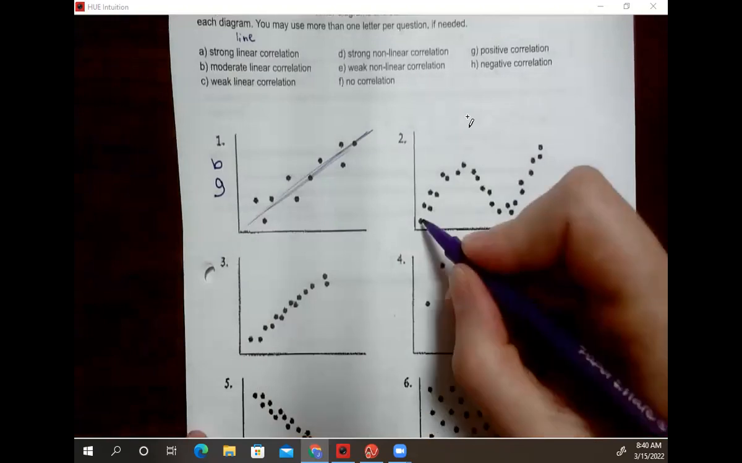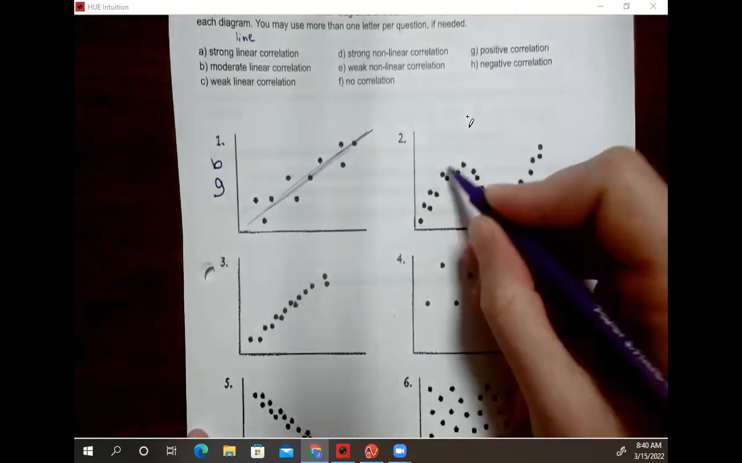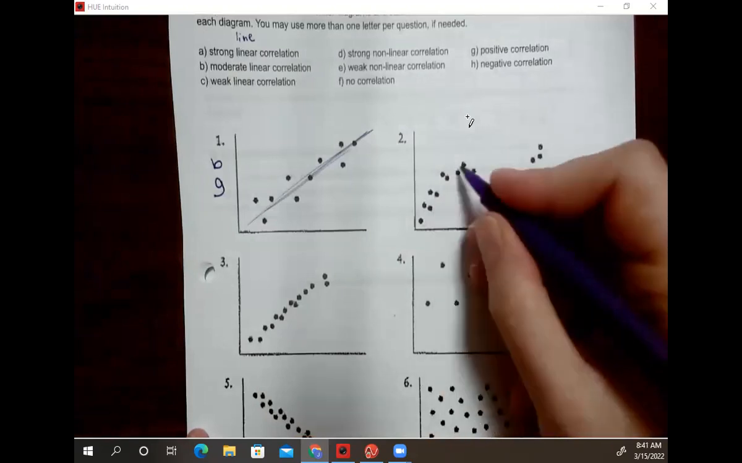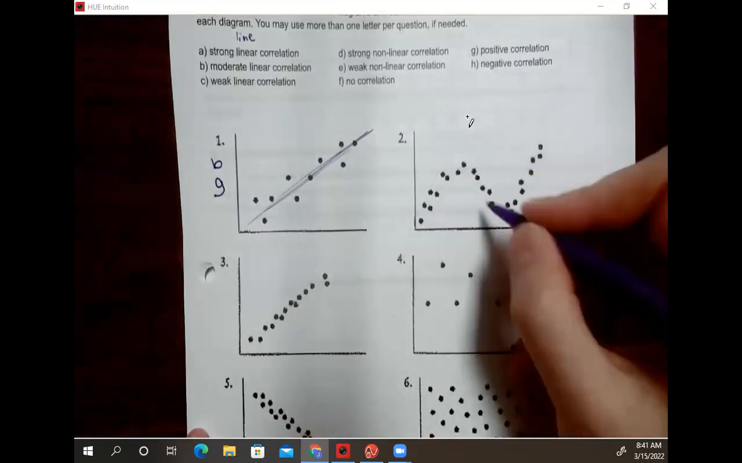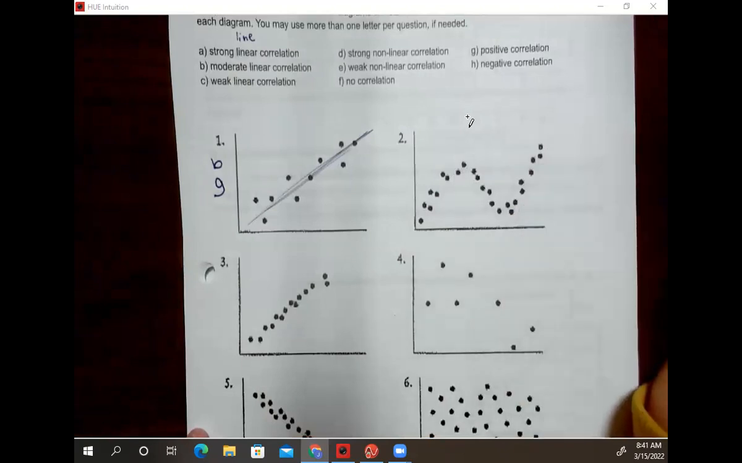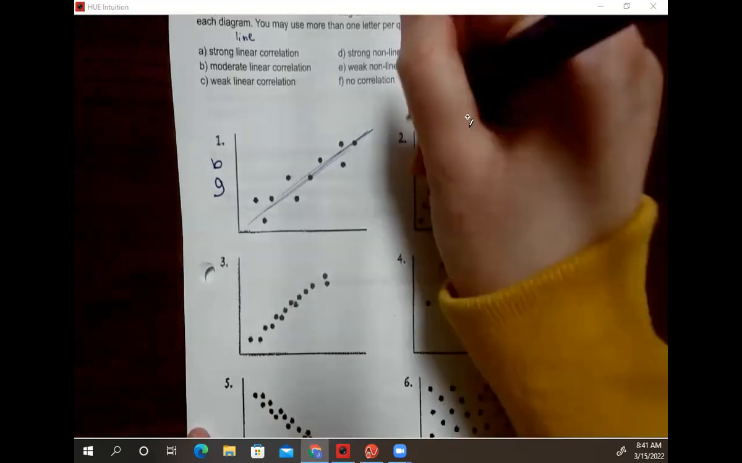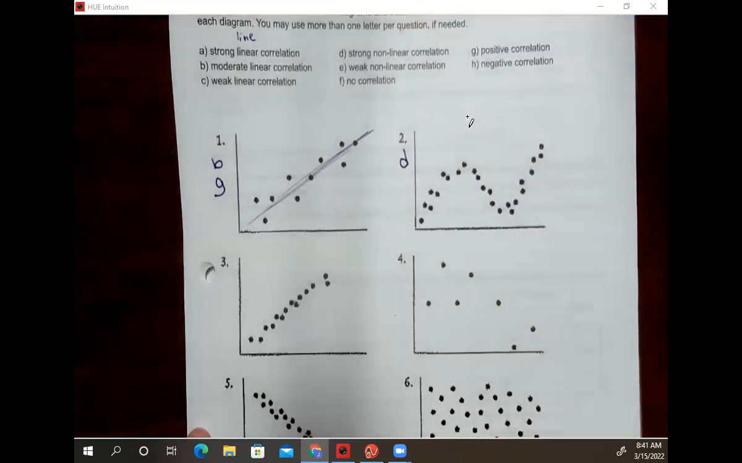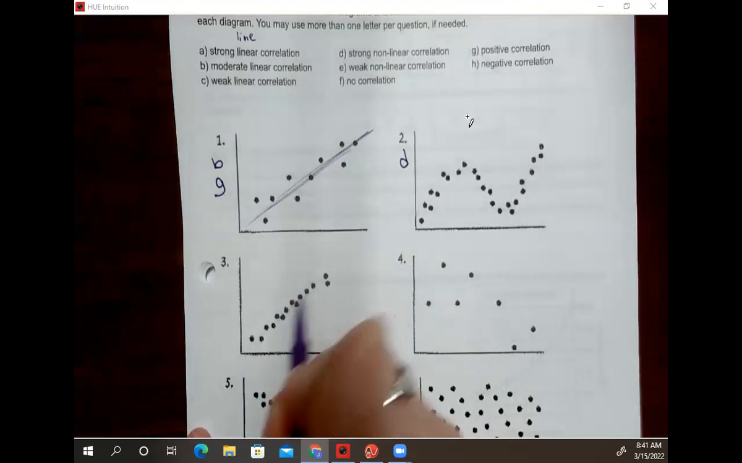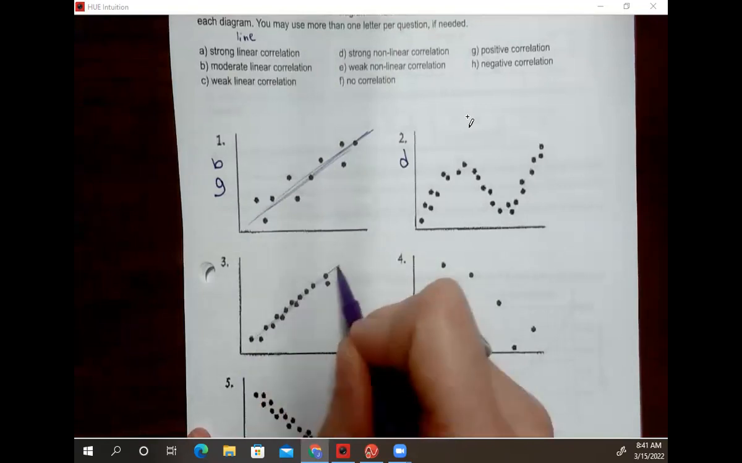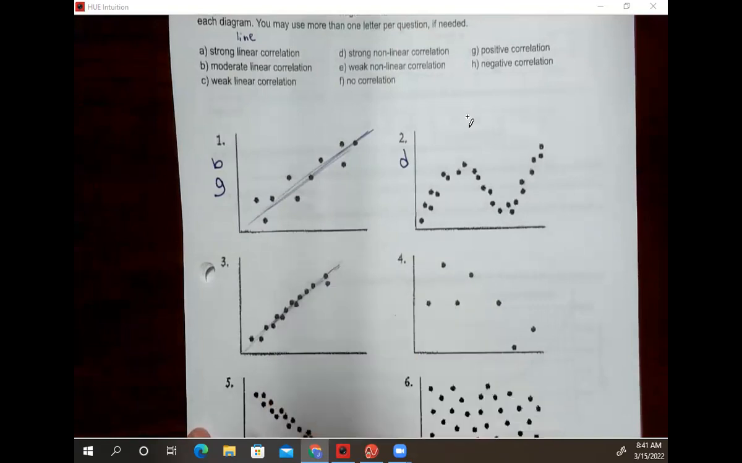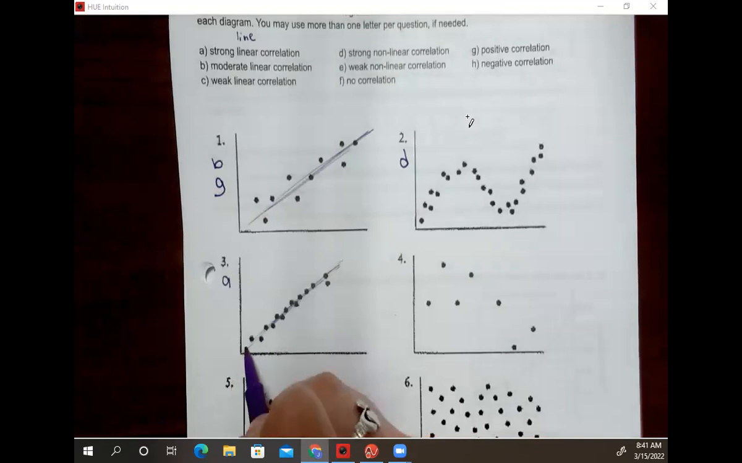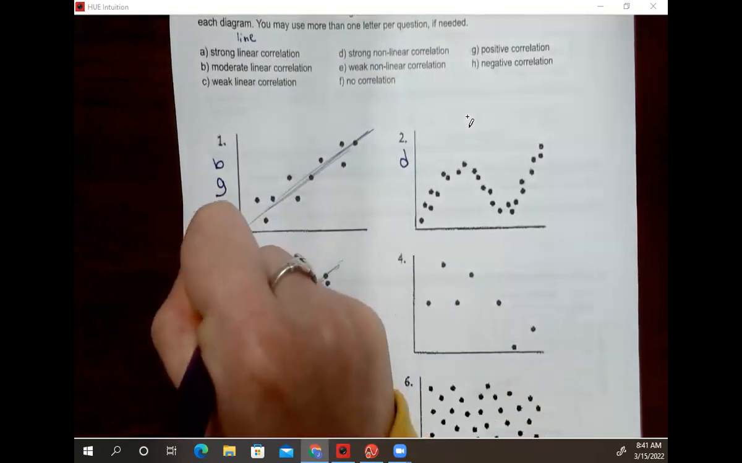For number two, I definitely have a strong pattern here. I definitely have a strong correlation, but it's not linear. I'm not going in a line. This looks maybe like a cubic polynomial, the portion that I've got here. So I'm going to call this a strong non-linear correlation. That would be D. For number three, this is another linear correlation, and my points are pretty tightly grouped around where I would expect a line of best fit to be. So I'm going to call this a strong linear correlation. And again, this line would have a positive slope, so I'm going to call it a positive correlation as well.